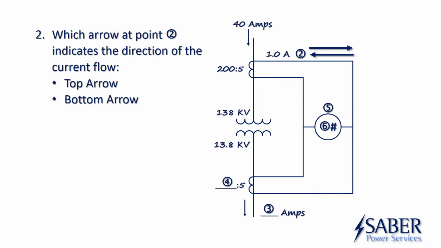All right, moving on to number 2. Which arrow at point number 2 indicates the direction of the current flow? Is it the top arrow or the bottom arrow? So now we're going to have some fun.